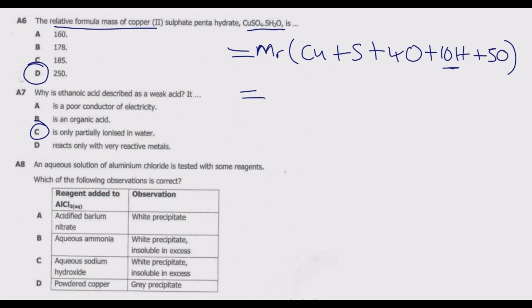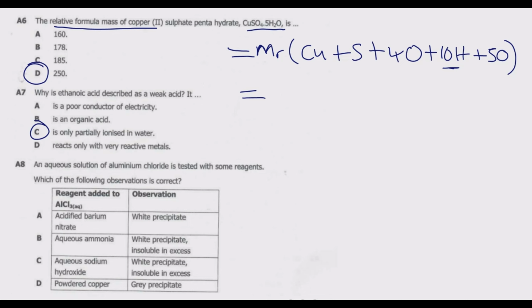Then maybe you're wondering, what is ionization? Ionization is the process by which neutral molecules split into ions in water. That's what ionization means. We go to question 8. An aqueous solution of aluminum chloride is tested with some reagents. Which of the following observations is correct?